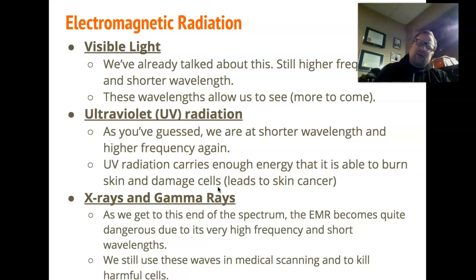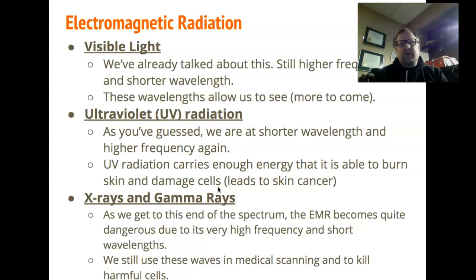The last end of the spectrum, and I'm only going to briefly go over these, are X-rays and gamma rays. You've heard of X-rays before, and X-rays are used to take pictures of the inside of our body. Basically, they measure density differences inside of our bodies and allow us to see things like bones and if they might be broken or something along those lines.